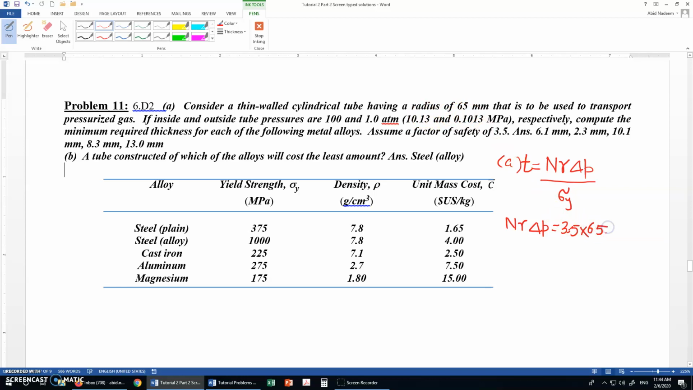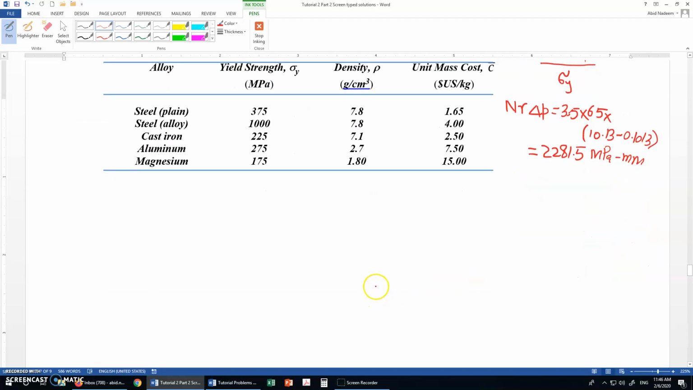So it should be 65 millimeter multiplied by the change in pressure: the inside pressure 10.13 minus the outside pressure 0.1013. If I calculate it, its value will be 2281.5 megapascal millimeter. Okay, so now we can apply this thickness equation for each of these alloys.